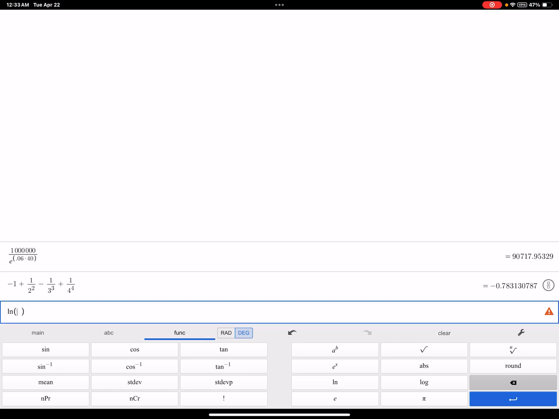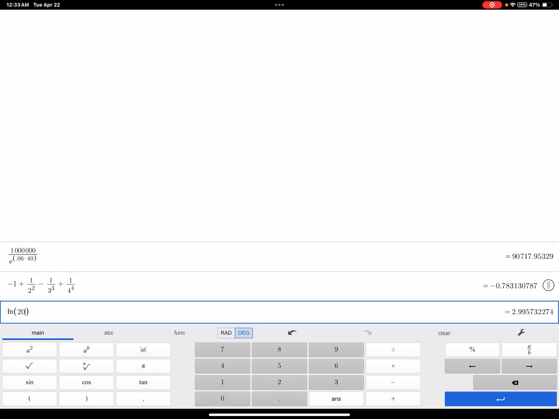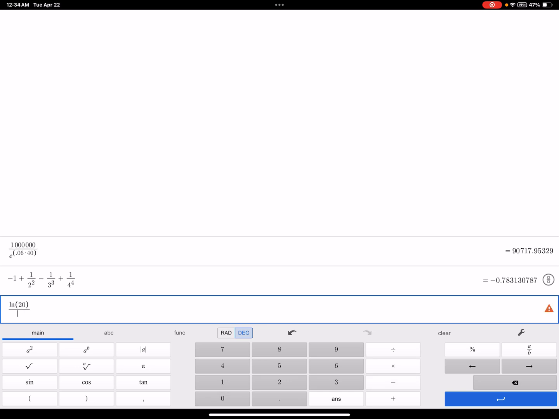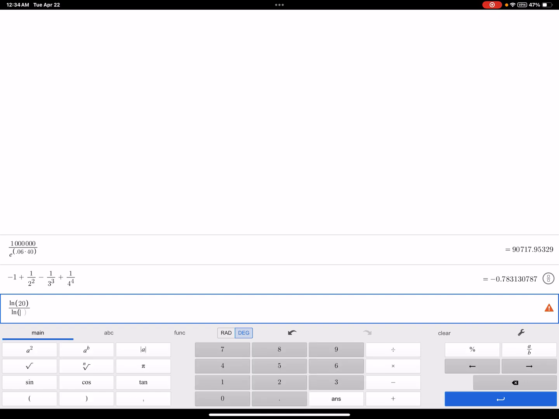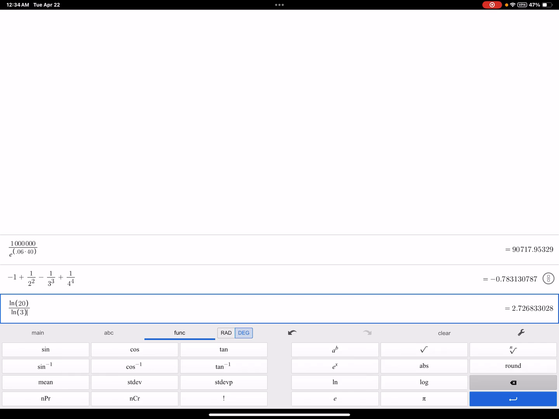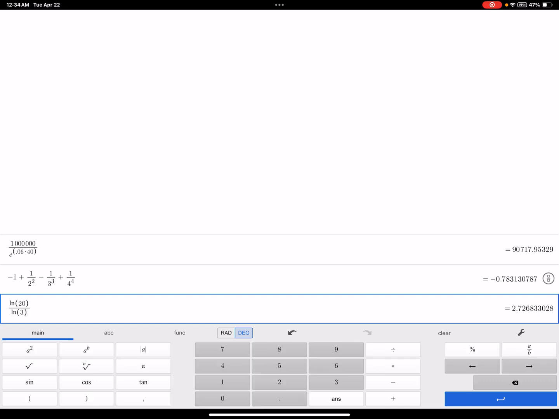Okay, ln of 20 up top, divided by ln of 3 down bottom. Notice, guys, in this calculator, it does seem like they don't have just a random log function built in. They only have the natural log and the common log. So, what's necessary?